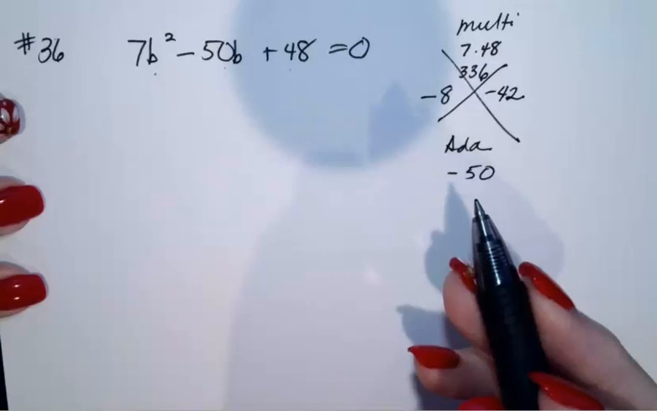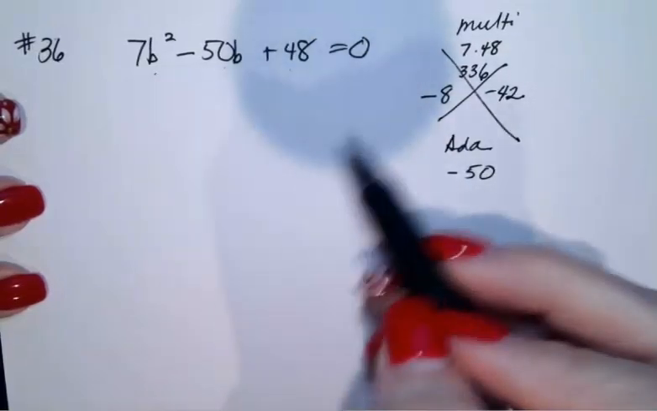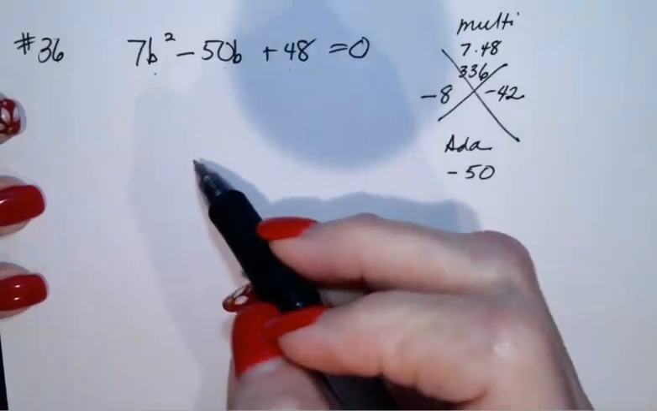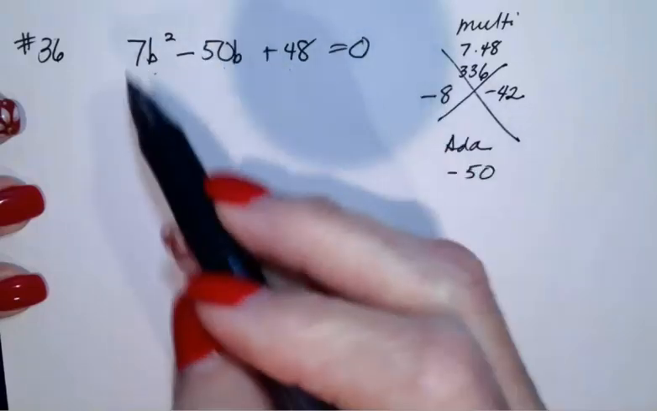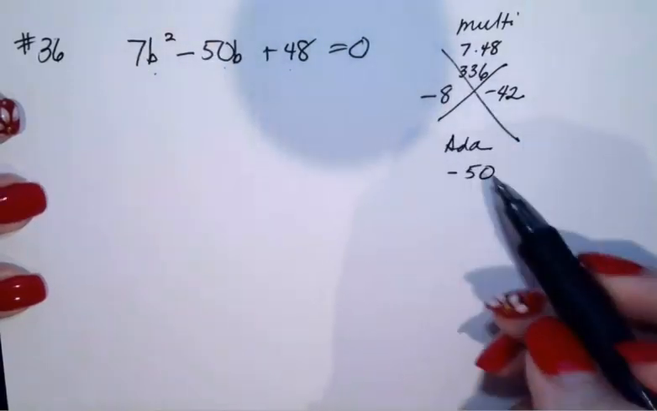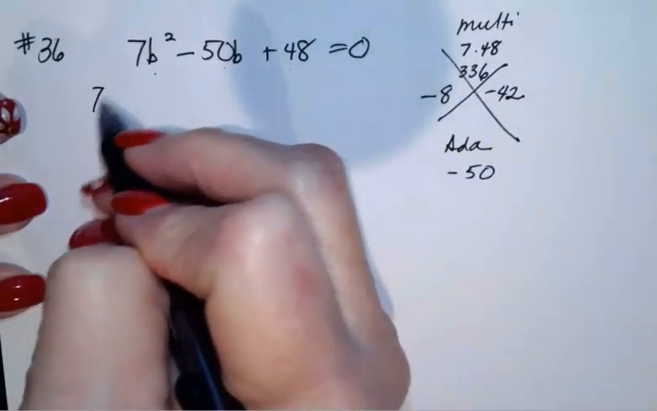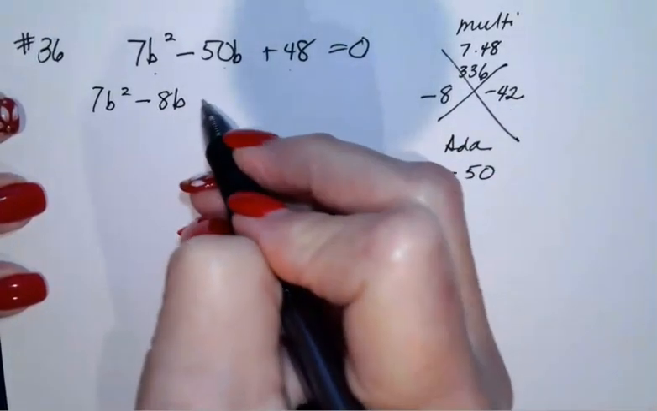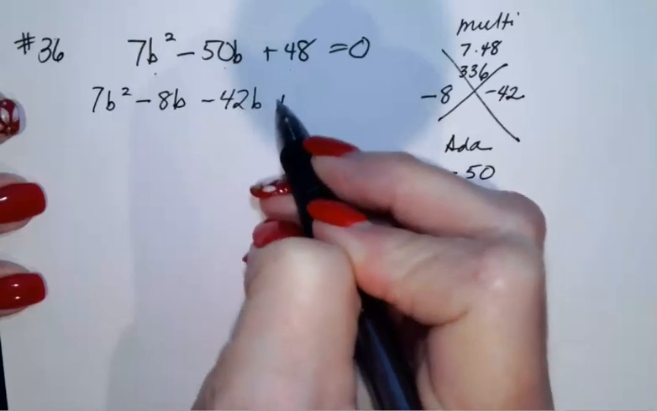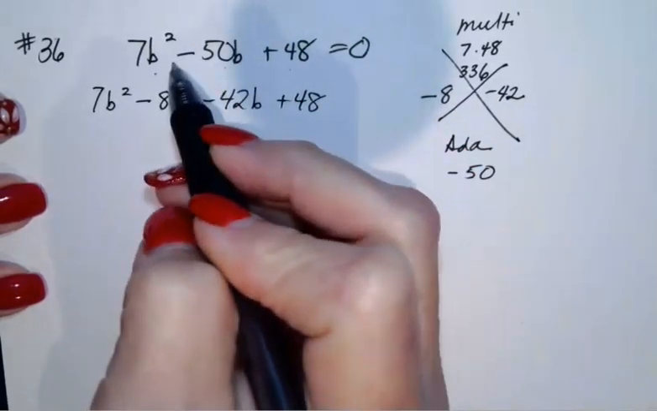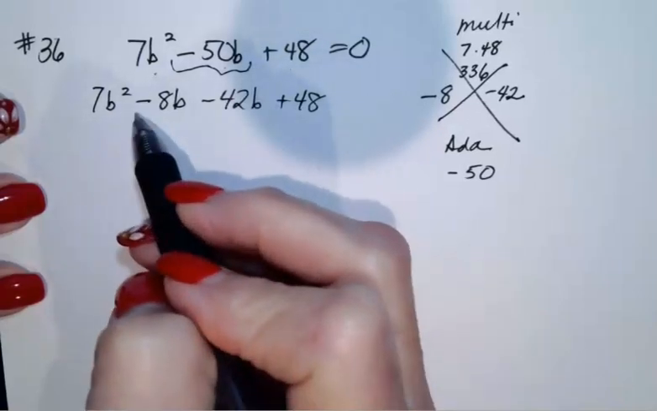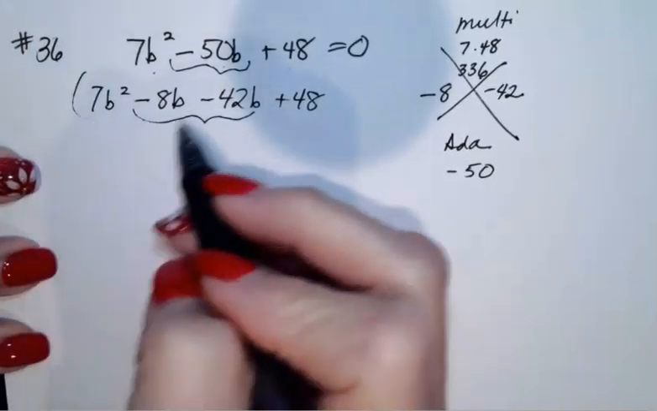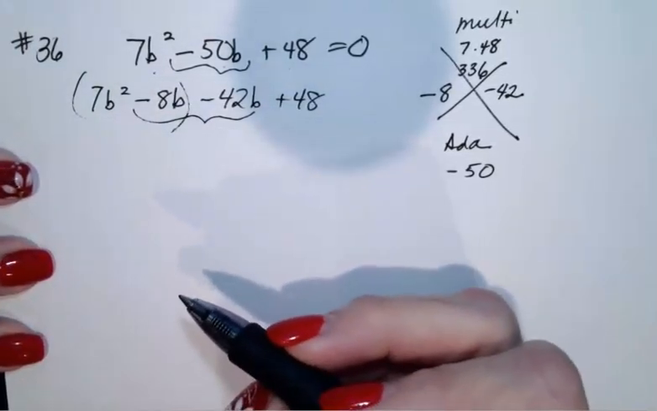Now, just to throw this out here, if this were a multiple choice question, could you just take the answers and multiply them using a box and get the right answer? Yes. But I'm going to go ahead and finish this out. 7b squared minus 8b minus 42b plus 48. All right. I took negative 50 and I broke it into two pieces. Now, when I first look at this, there's nothing to take out, is there? I can't do that.